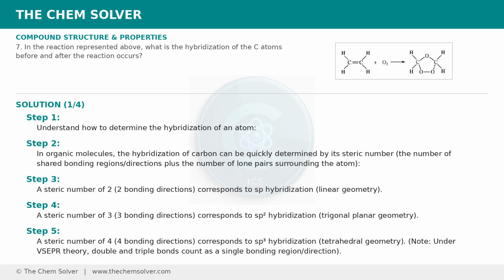Understand how to determine the hybridization of an atom. In organic molecules, the hybridization of carbon can be quickly determined by its steric number, the number of shared bonding regions/directions plus the number of lone pairs surrounding the atom.